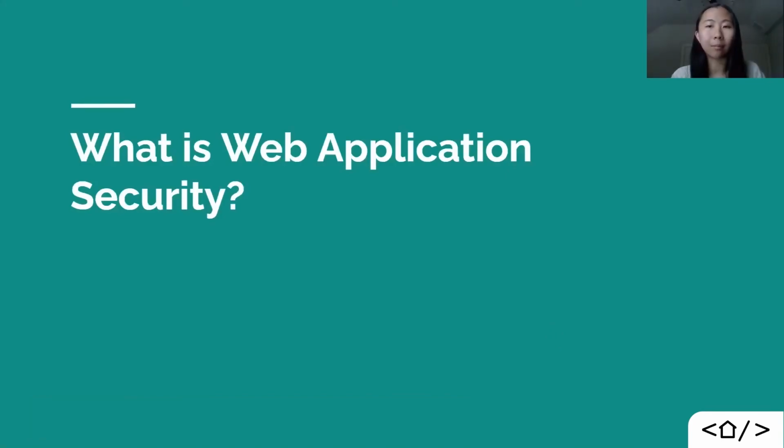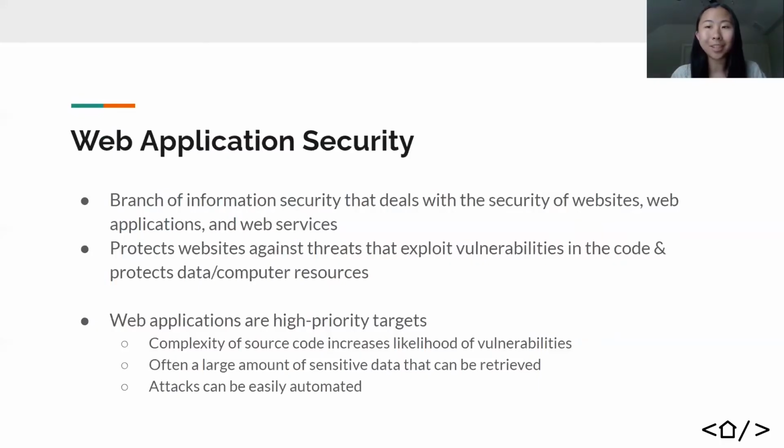So what is web application security? Web application security is a branch of information security that deals with the security of websites, web applications, and web services. This protects websites against threats that exploit vulnerabilities in the code and also protects data and computer resources.